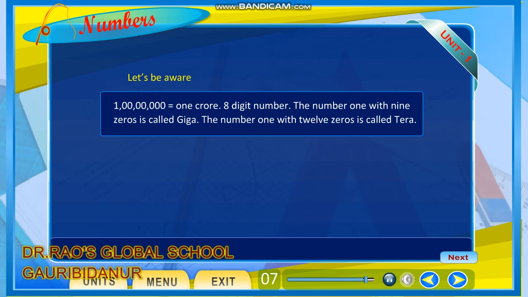Let's be aware. 1, 0, 0, 0, 0, 0, 0, 0 equals 1 crore, an 8-digit number. The number 1 with 9 zeros is called giga. The number 1 with 12 zeros is called tera.